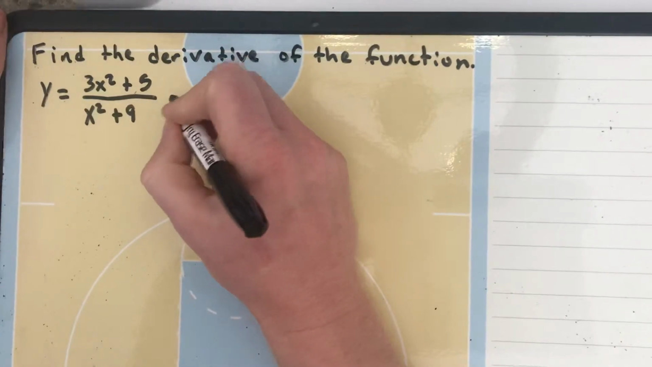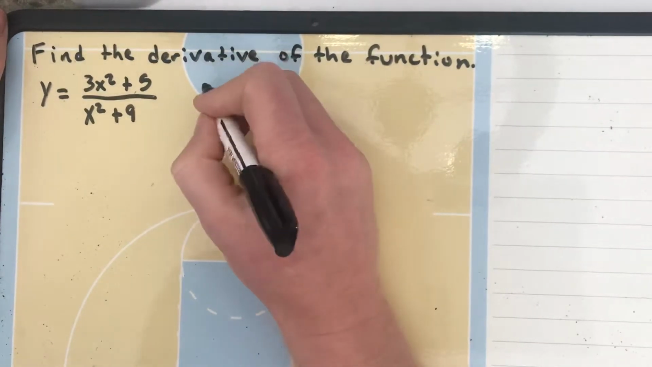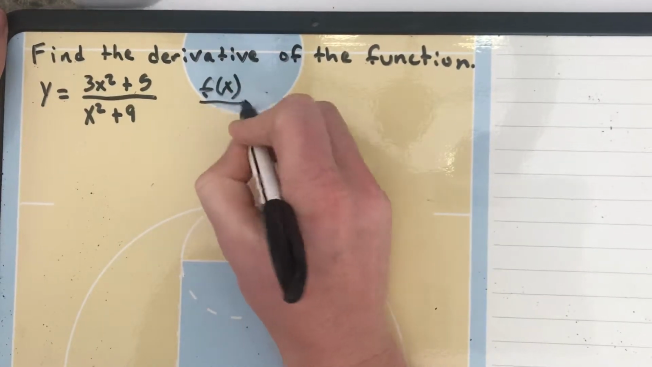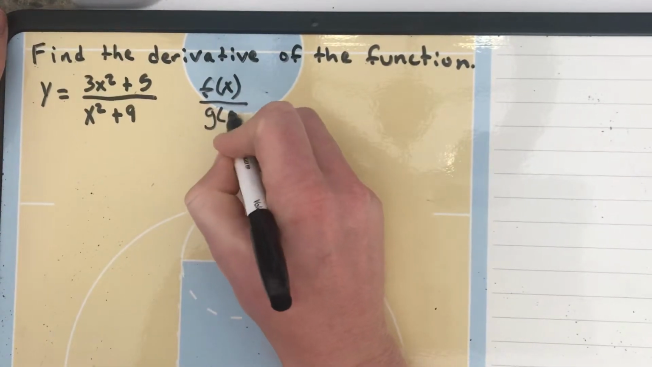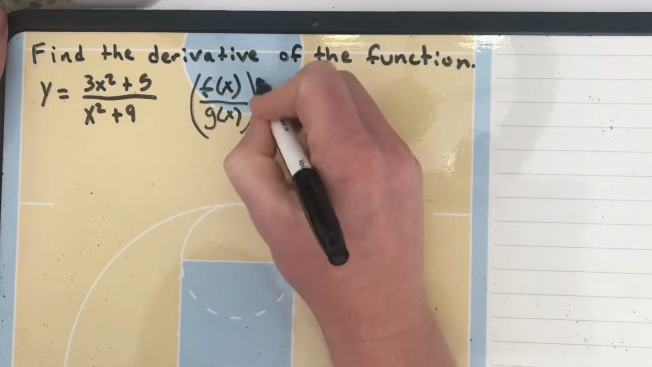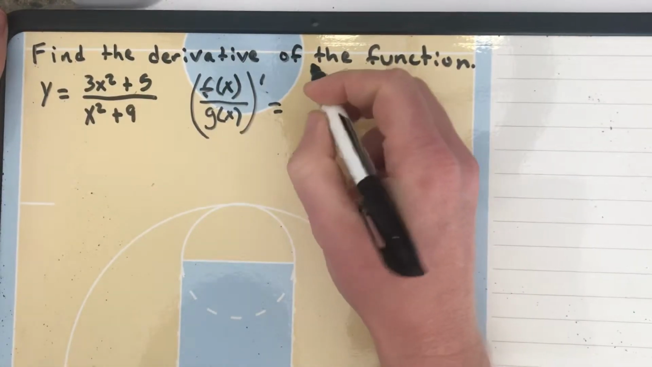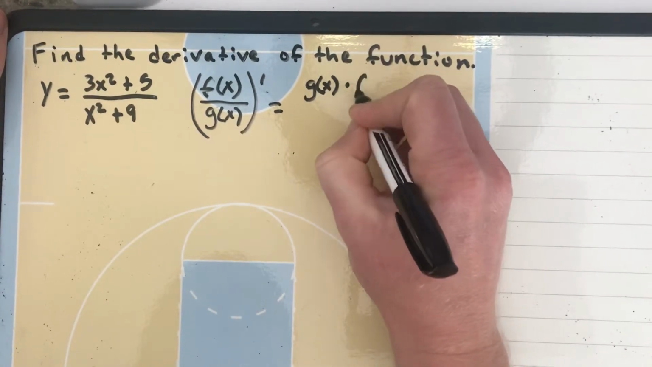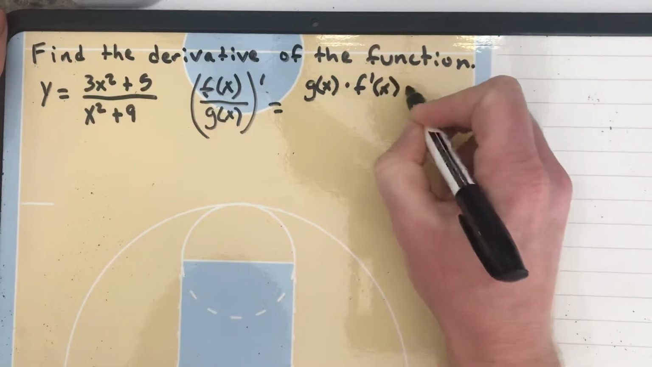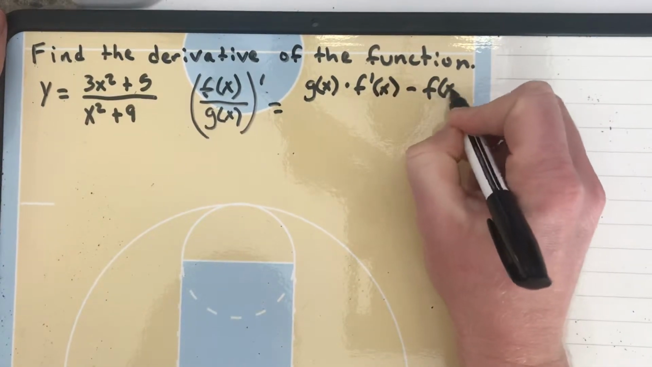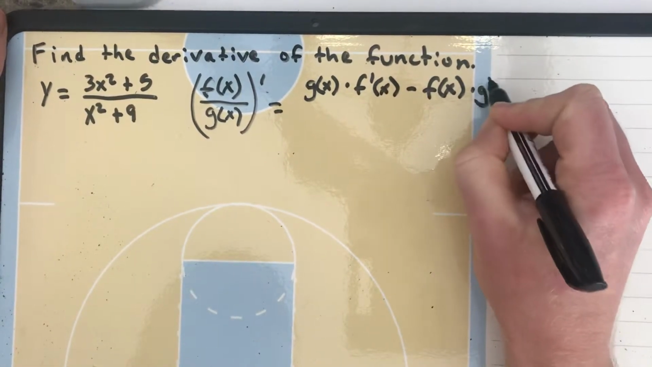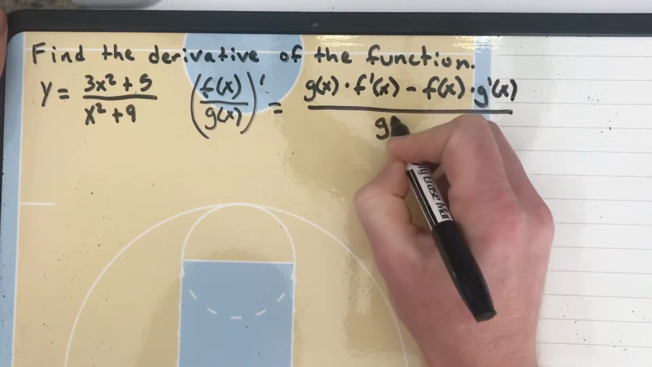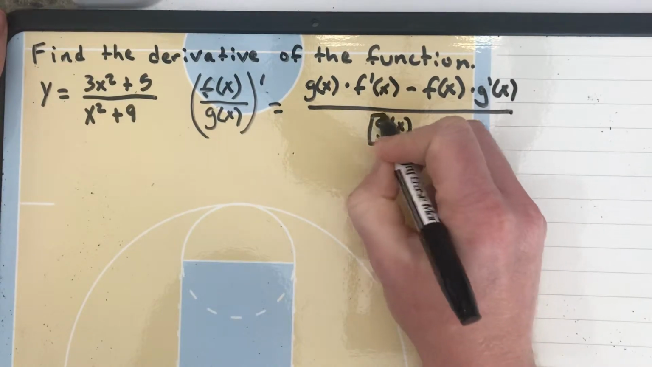If we find the derivative, let's say of f of x over g of x, prime. We know that's equal to g of x times f prime of x minus f of x times g prime of x, all over g of x squared.